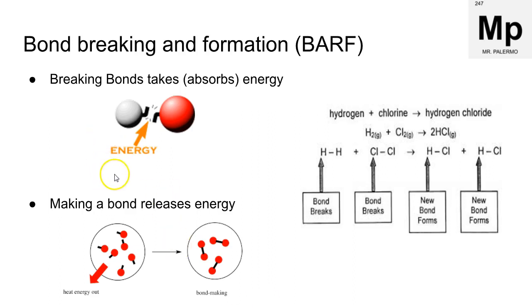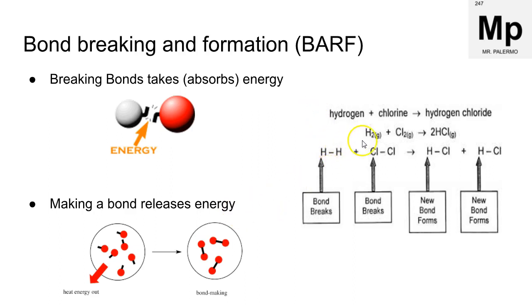When we have a chemical bond and we want to break that bond, that attraction between these two atoms, we have to put energy in. So energy is absorbed to break that bond. When a bond is formed, the opposite happens. Energy is going to be released. And in a lot of chemical reactions, we have both things occurring.